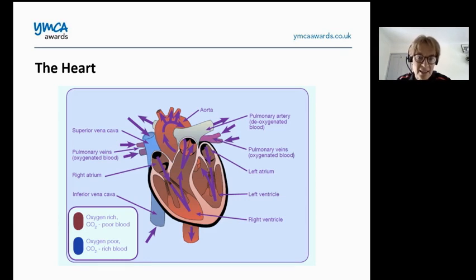Just to look on from the left-hand side, we've got our biggest vein in the body, our vena cava, which is going to receive blood from the upper and lower part of our bodies, our deoxygenated blood, feed into the right atrium. It's going to go through the tricuspid valve into the right ventricle, up through the pulmonary artery to the lungs, back in via the pulmonary veins into the left atrium, down through the bicuspid valve into the left ventricle. Then it's going to be pumped out into the aorta to be distributed around the body. There we go. Brief recap.